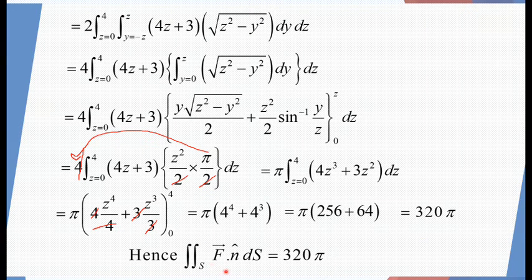So hence double integral of vector f dot n cap ds is equal to 320 pi. So this is the required solution. Moving on to the next problem. Example 3.